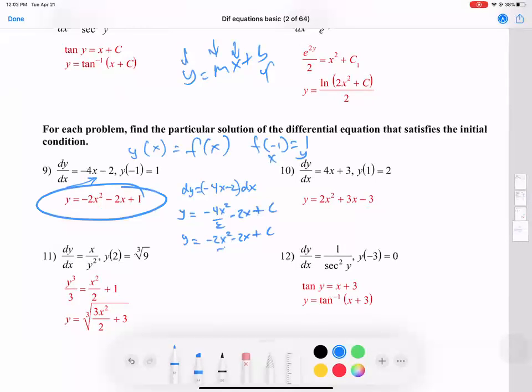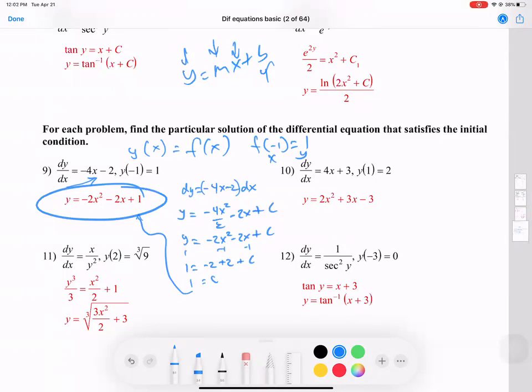Plug in x is -1. Then plug in the y. y we said was 1. Plugging all those in, 1 is equal to -2 plus 2 plus c. The -2 plus 2 cancel out. c is equal to 1. Oh my gosh.